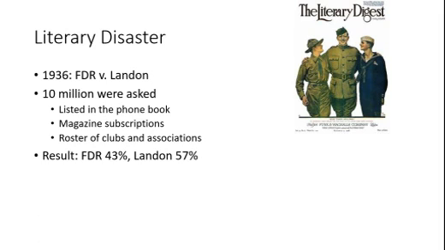Their result came back, FDR 43%, Landon 57%. Now, for those of you that know history and know about this, FDR actually won, and he won by a landslide, 62% to Landon's 38%. So you see here we have this huge difference in the results, and that was a problem. They'd never seen anything like this before. Why is it that we've had such a differing result? And so they basically had to look at why were they so far off.